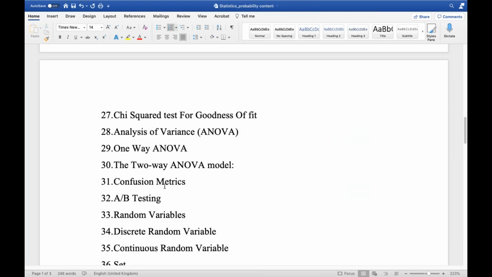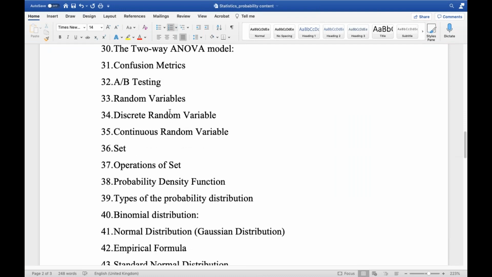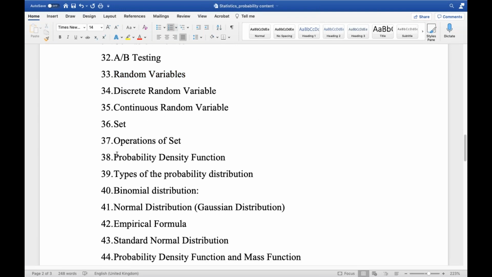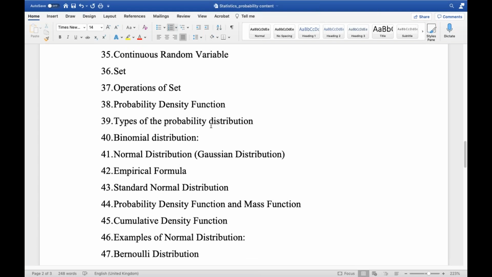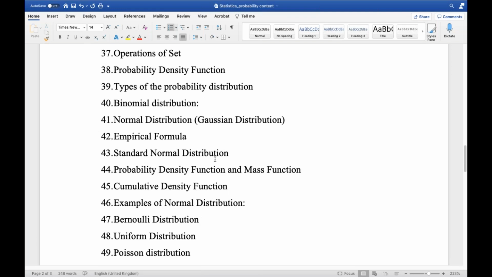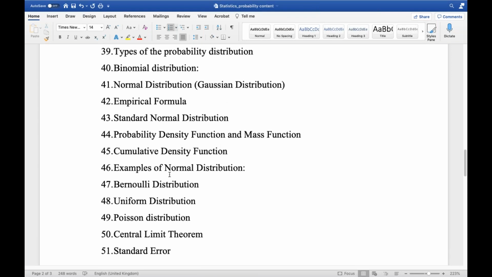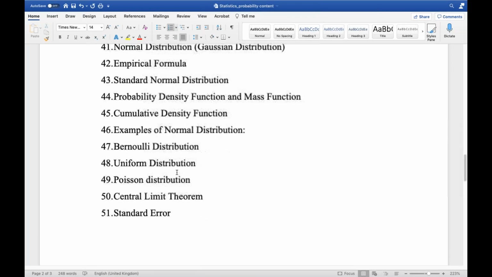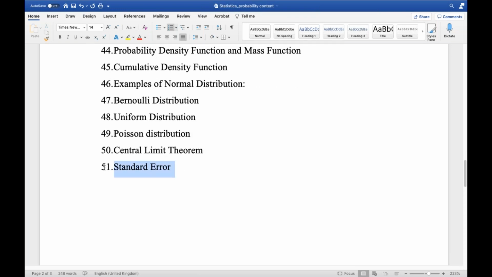and ANOVA test, confusion matrix, A/B testing. And we'll go for understanding probability-related things like what is a random variable, discrete variables and continuous random variables, operations on sets, probability density function, types of probability distribution, binomial distribution, normal distribution, empirical formula, standard normal distribution, probability density function and mass function, cumulative density function, examples of normal distribution, Bernoulli distribution, uniform distribution, Poisson distribution, central limit theorem, and standard error.